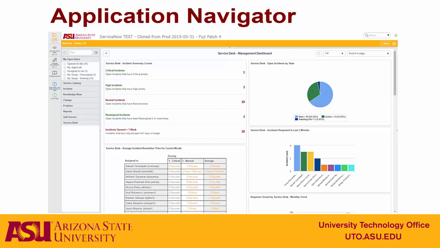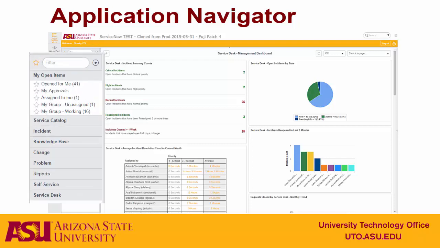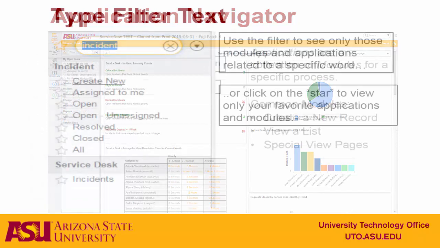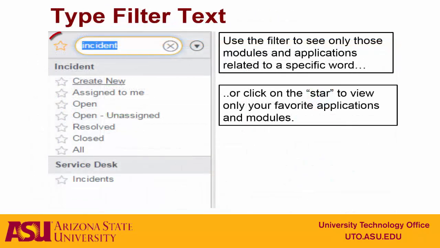The Navigator has a new look, consolidated controls, and a new favorites feature. You can focus your Navigator by typing a word in that top search field, and only the items related to that word will show up. You can also click on the star next to any item and turn it into a favorite. When you click on the star next to the search field at the top, only the items that you have made a favorite will display.